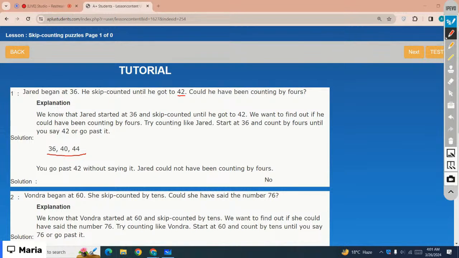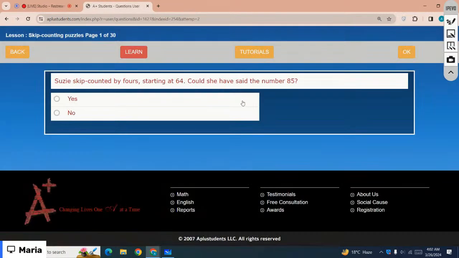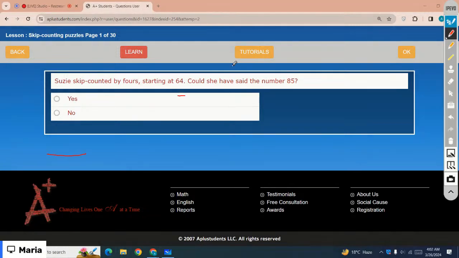Okay, let's start with the test question. The basic thing is you need to understand the question first, right? Let's start with the example. I will explain again. Susie skip counts by fours. She starts at 64. Could she say the number 85? So you have to start with 64 and skip by fours, right? Let's see if you have 85 here.